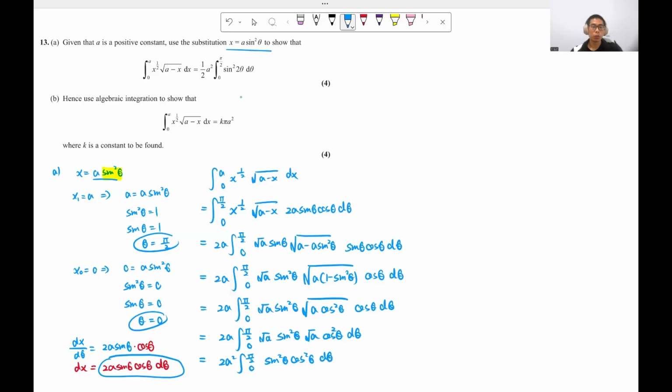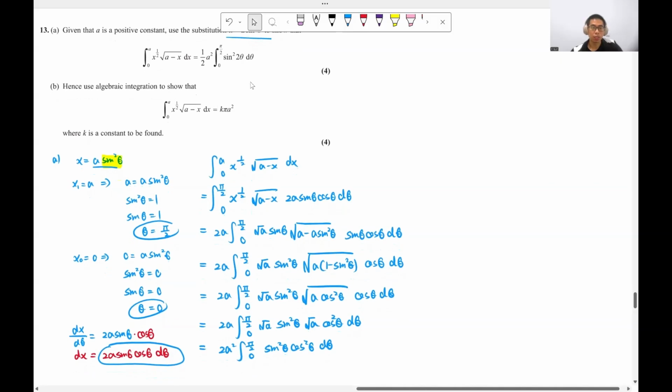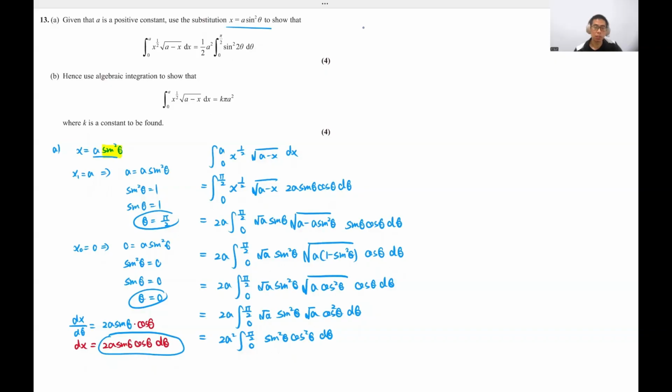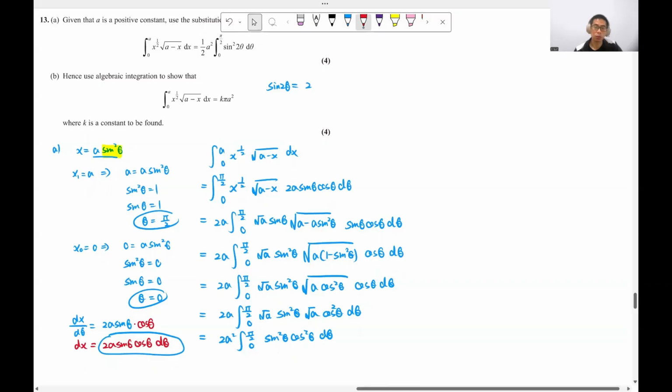The final expression was sin²θ cos²θ, so that's fine. We can use the double angle formula. Because we know the double angle formula is sin 2θ is equal to 2 sin θ cos θ. So that means sin θ cos θ would be sin 2θ over 2.